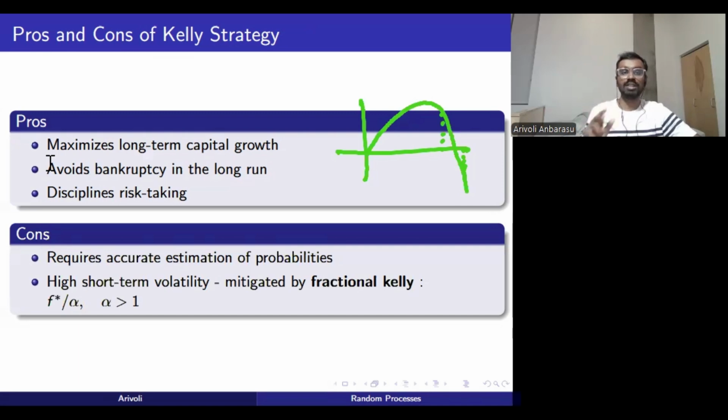The second con is that the Kelly strategy can be volatile in the short run, which can be alleviated by following the fractional Kelly, where we make bets a fraction of what our Kelly strategy suggests. So this ensures that the volatility is less, but at the cost of a lower growth rate.